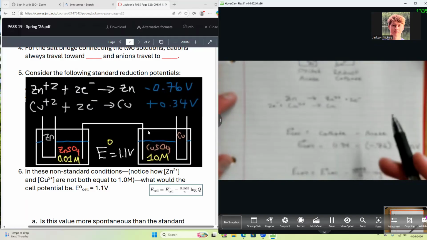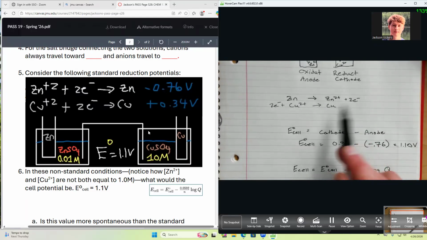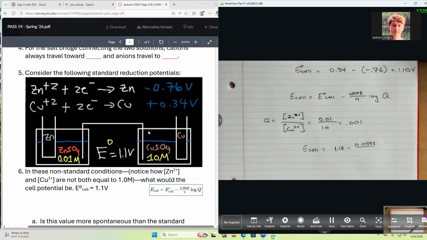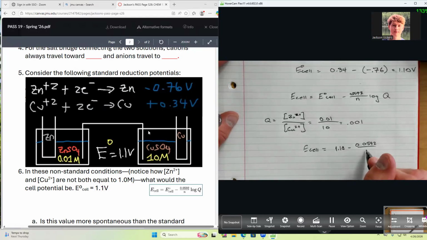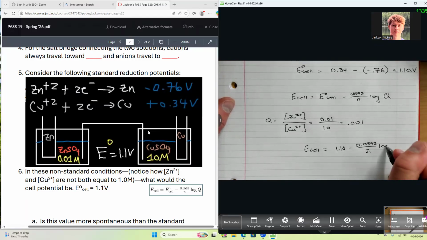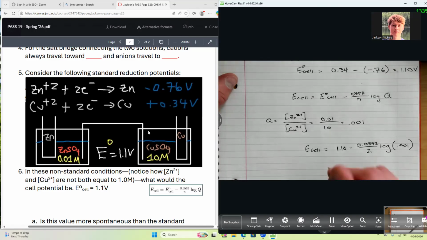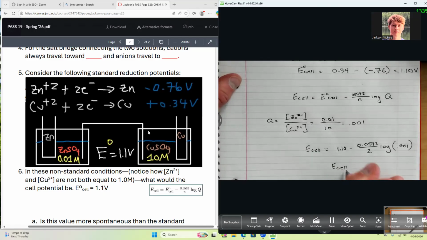And if we had to do some multiplying to balance it, maybe if I had to multiply this by 3 and this by 2 or whatever, it would be 6 or something like that. So it's always after you've balanced it. Times log of 0.001. So we would type that into our calculator, and I find that E cell is equal to 1.19 volts.